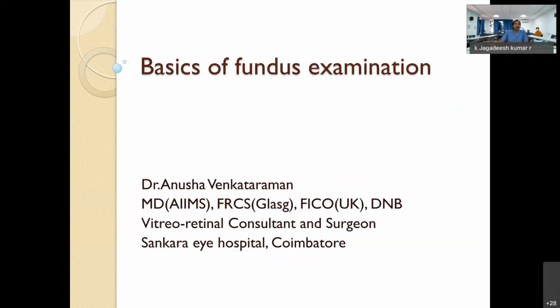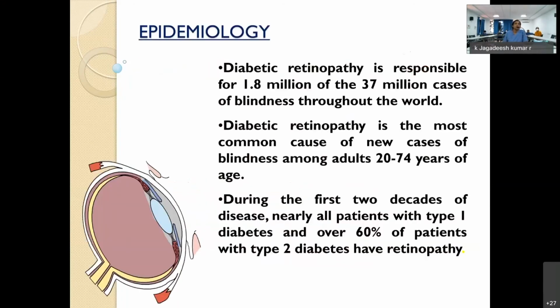So over to the topic. The basics of fundus examination, as I said, I would concentrate more on diabetic retinopathy because that is what is relevant as far as this conference is concerned. Diabetic retinopathy is responsible for 1.8 million of 37 million cases of blindness throughout the world. It is also one of the most common causes of new cases of blindness among adults 20 to 74 years of age. And during the first 2 decades of disease, nearly all patients with type 1 diabetes and over 60% of patients with type 2 diabetes have retinopathy.